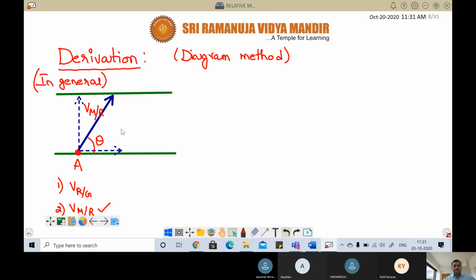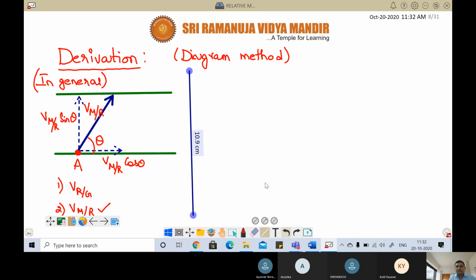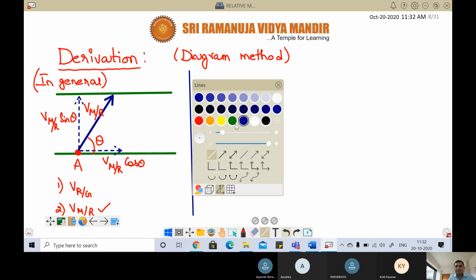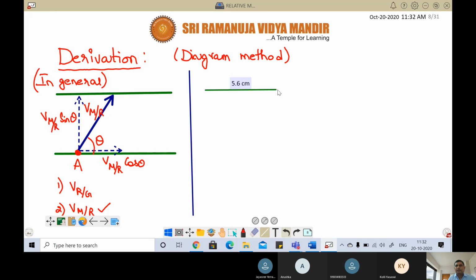Now we know VMR, which we write in simple form as VMR. The x component is VMR cos theta, and the y component is VMR sin theta. So this is over. Next, again I will take the river, and now I will take only these x and y components.